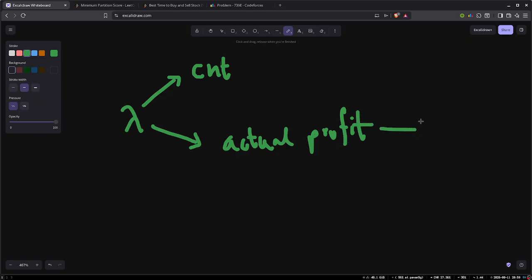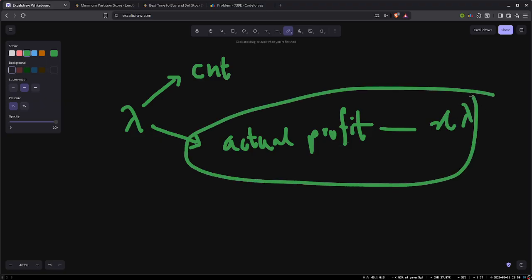Okay, since we are maximizing stuff, if you are adding a negative penalty, the max function would not pick it. We want to let the max function do the thing, and it would not pick it if it goes too much negative. So some x into lambda. This would be the net profit. Okay, we are storing these two things.